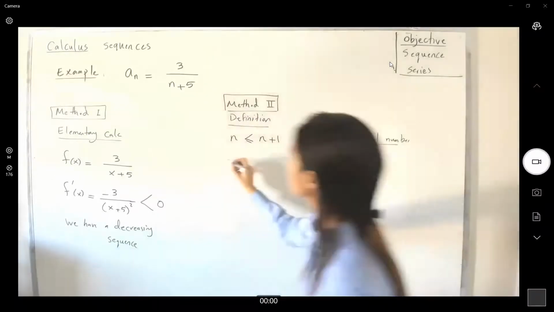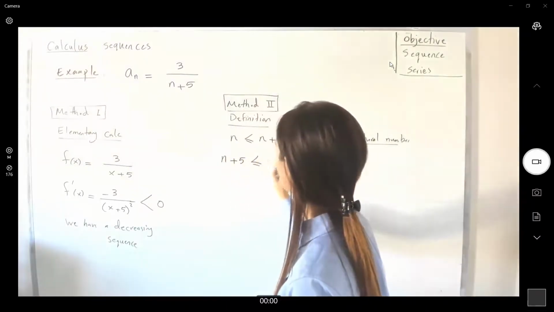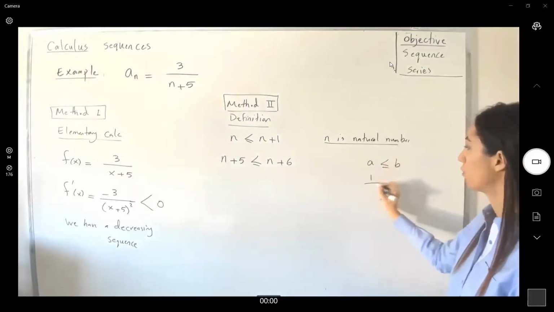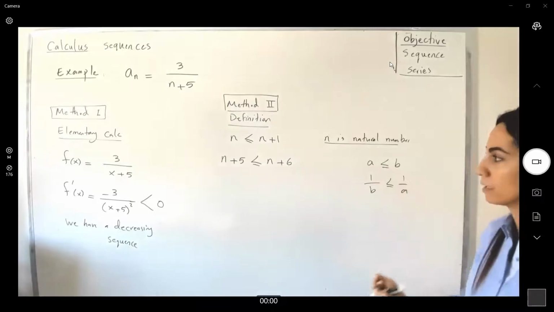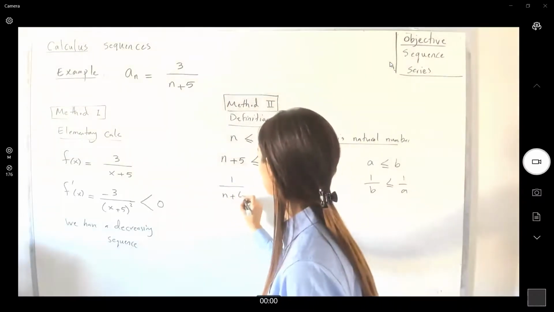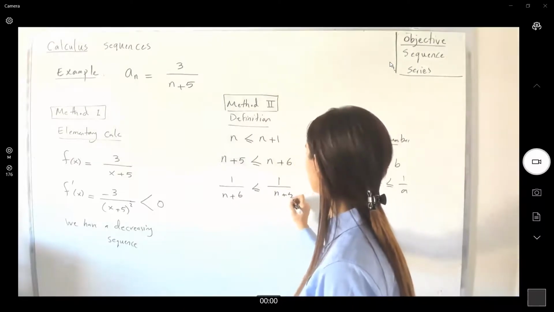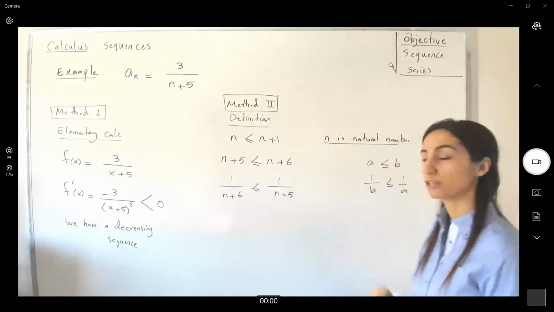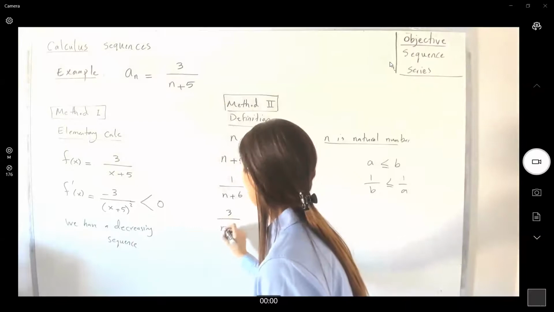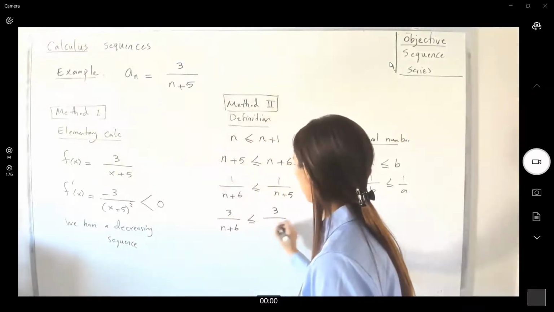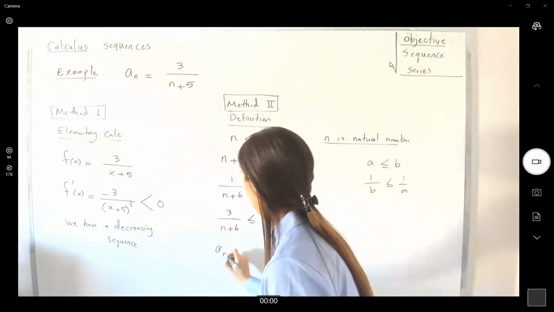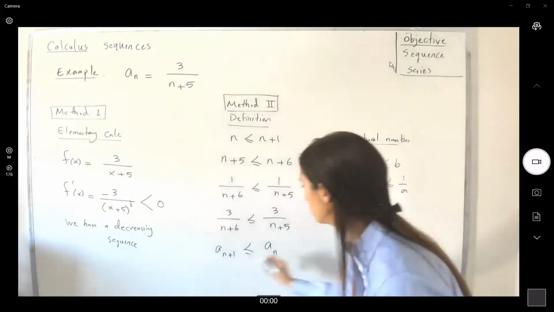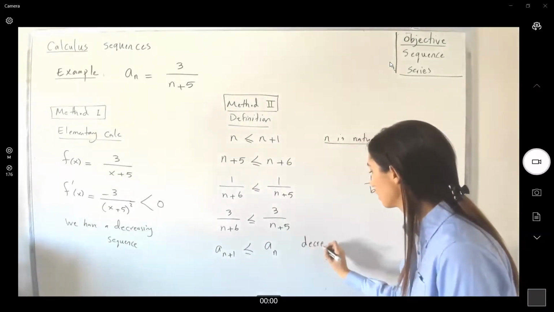I'm going to add 5 to both sides. n plus 5 is less than or equal to n plus 6. Now, if you have a less than or equal to b, 1 over b is less than or equal to 1 over a. So 1 over n plus 6 is less than or equal to 1 over n plus 5. Now I'm just having 3 to be added here. By multiplying 3 to both sides, you get 3 over n plus 6 less than or equal to 3 over n plus 5. It means that a sub n plus 1 is less than or equal to a sub n, which means that you have a decreasing sequence.